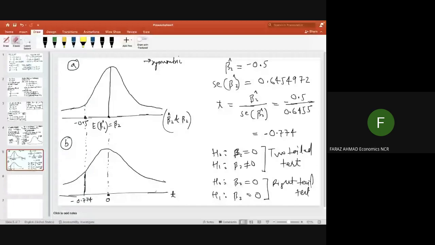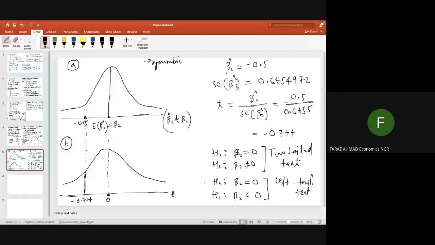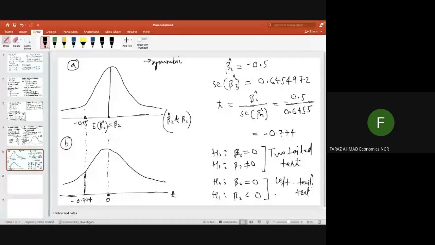So in this regression, we can do a left tail test also if we want. How to choose between the two? If we have strong evidence and understanding of the situation that there are only two possibilities, that beta 2 will be 0 or beta 2 will be less than 0, and there is no possibility of beta 2 being greater than 0, then in that case we can go with a left tail test. But generally we do a two tail test, and that's what we are going to see here as an example.